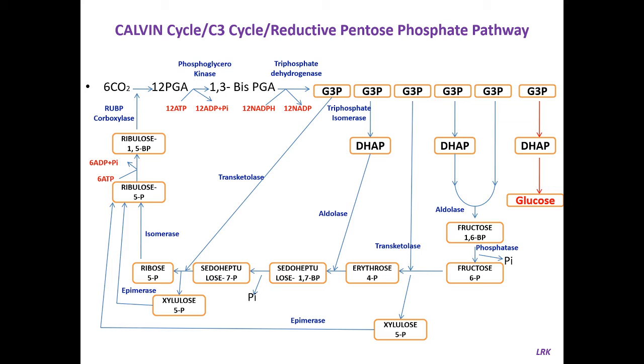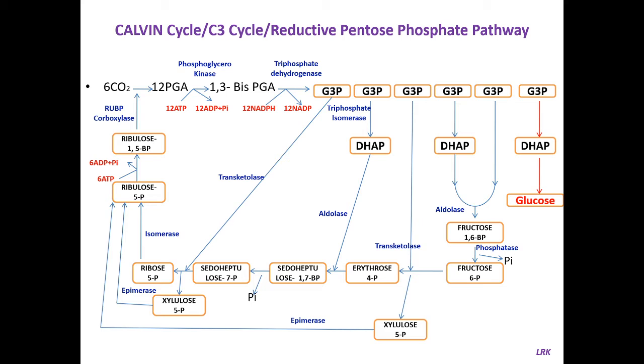It catalyzes the insertion of carbon dioxide and simultaneous cleavage of ribulose bisphosphate into two molecules of phosphoglyceric acid. So the first formed stable compound is a 3-carbon phosphoglyceric acid. So these plants are also known as C3 plants, and this cycle is also known as C3 cycle, Calvin cycle, or reductive pentose phosphate pathway. And by the formation of this PGA, the carboxylation process is over.